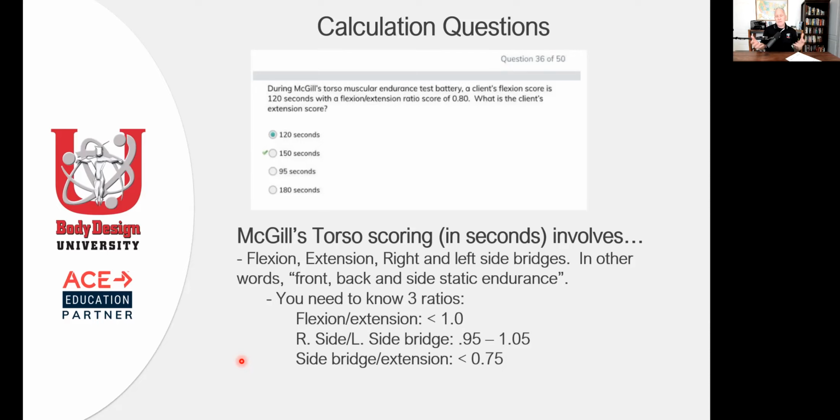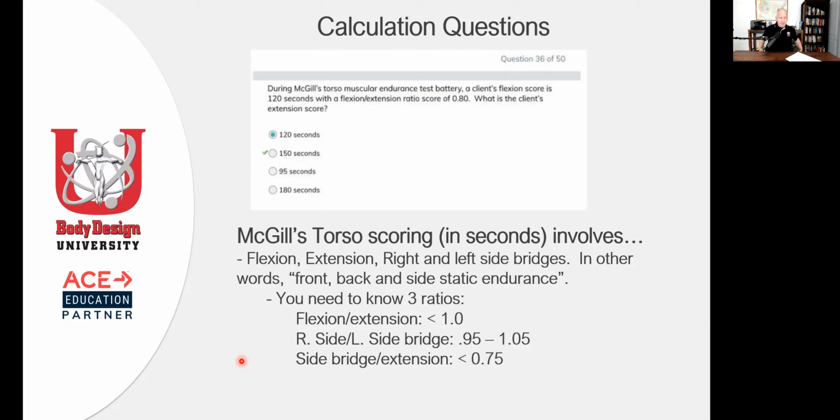It doesn't matter technically what that is. It could be 0.9, 0.8, 0.7, 0.75. It doesn't matter. For the memorization component of it, which is what this question is asking, it just needs to be less than 1. And in this case, it was 0.8. That's all. That's what you have to remember. Flexion extension is less than 1.0.